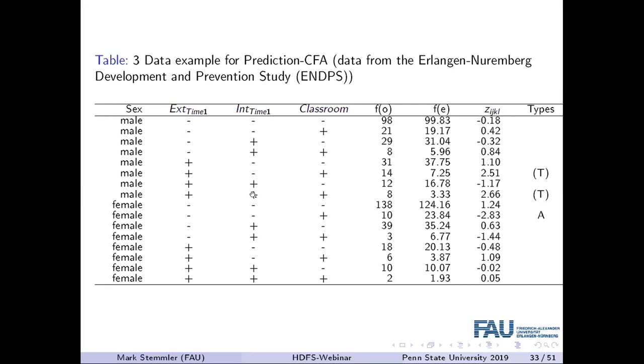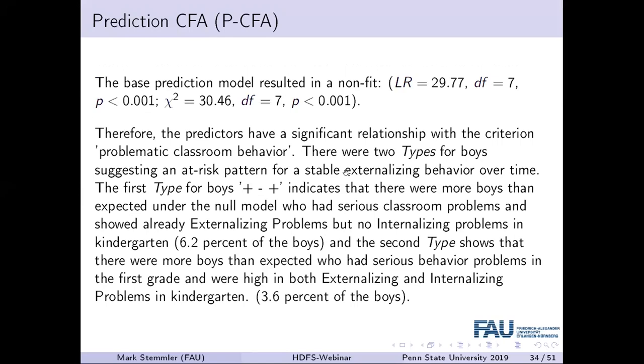Okay, so the overall chi-square was significant. It's good. That means there's at least one type or antitype. There were two types for boys, at least on the 5% level, representing a risk pattern for stable externalizing behavior. The one with no internalizing behavior consisted of 6% of the boys, and the other of 3.6%. And it's then possible to analyze those boys in further analysis to have a look at what their characteristics are.